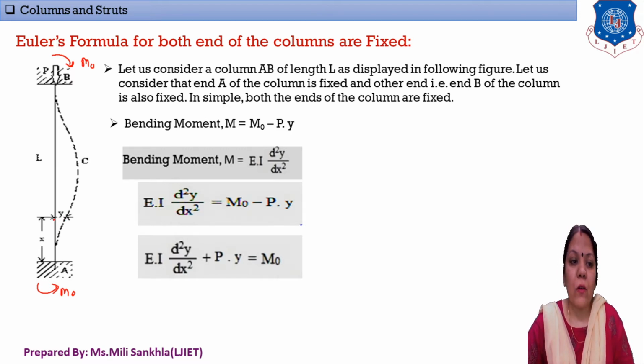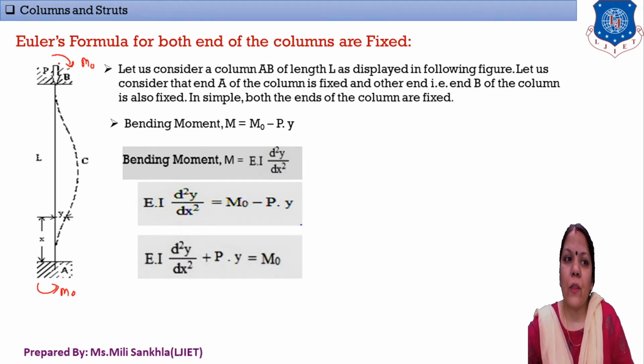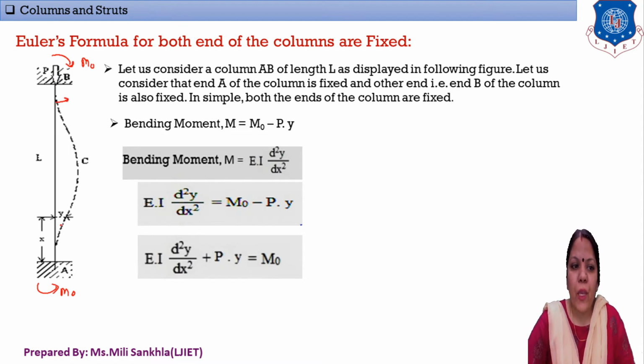Now here at distance x from point A, deflection is y. Now we make the equation of moment M. M is equal to, from this point B, this moment is clockwise, so M0, and this load P rotates anti-clockwise. This anti-clockwise moment is negative, and that is this vertical load into this horizontal distance y, that is minus Py. This is our equation of moment for a column with both ends fixed.